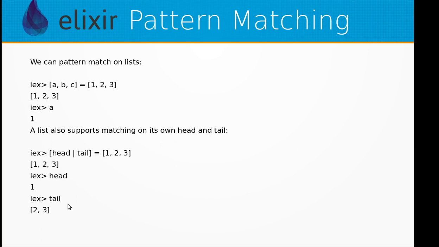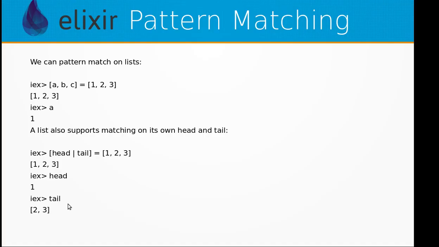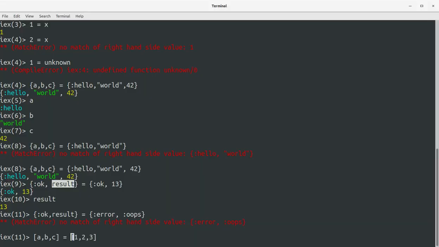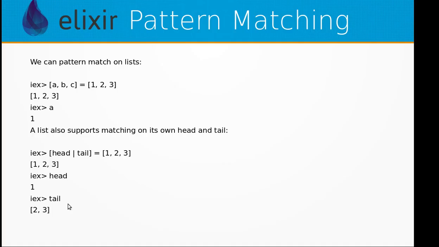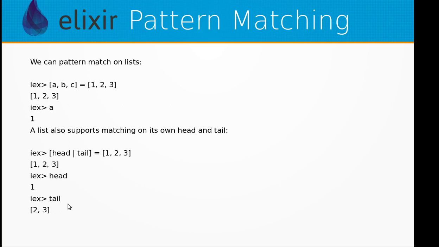Okay, we can pattern match on lists as well. So let's try it with the list [a, b, c] equals [1, 2, 3]. Okay, we get [1, 2, 3]. So if I say a, I got 1. This is the same behavior that we saw with tuples. So there is nothing different between the behavior of assigning variables between tuples and lists.